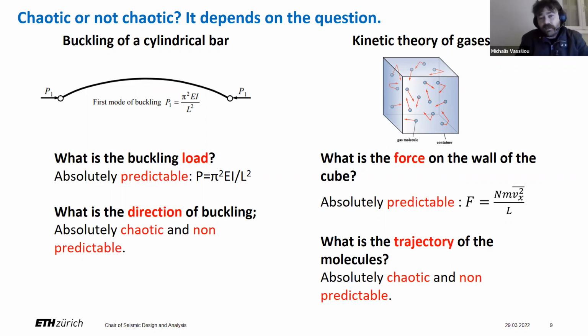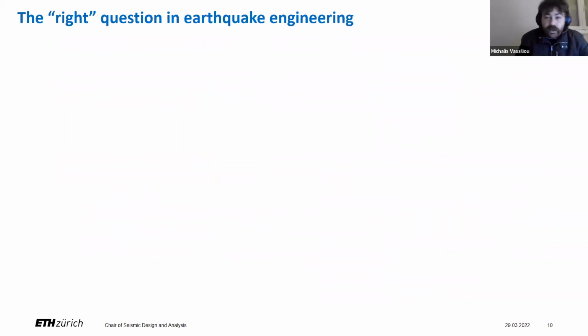Or take the kinetic theory of gases here. If we ask, what is the force on the wall of the cube? This is absolutely predictable. If we ask, what is the trajectory of the molecules? This is absolutely chaotic and non-predictable. So we need to ask the right question in earthquake engineering. So what is the right question in earthquake engineering?